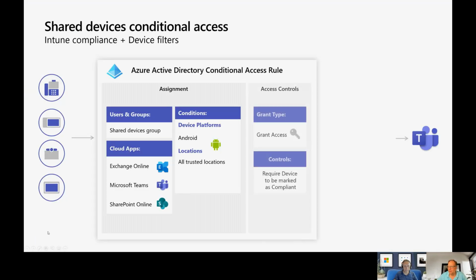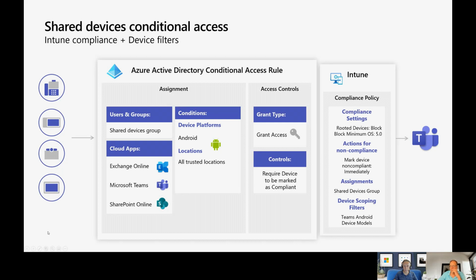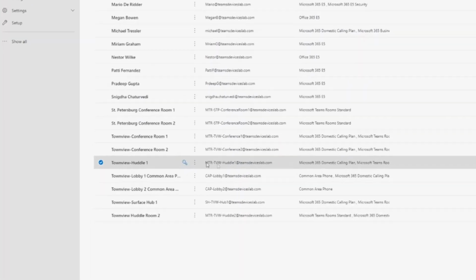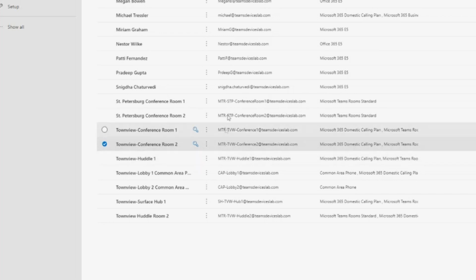What I want to do, I don't know if it's too much, is create a dynamic group, which I think I understand what that is. So as people follow my naming convention for my Teams Rooms, which I can bring back up, you can see here all my Teams Rooms start with MTR dash. There are different ones for Surface Hub and Common Area Phone, but I'm focusing on Teams Rooms today. So I want to create a dynamic group. Anybody whose name starts with MTR dash, I want to put in a group and assign this stuff to them.